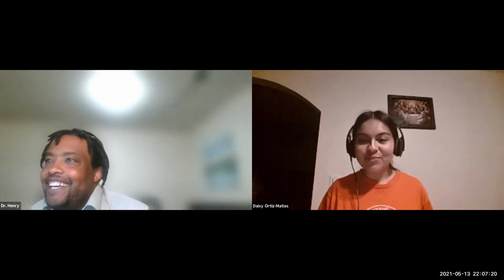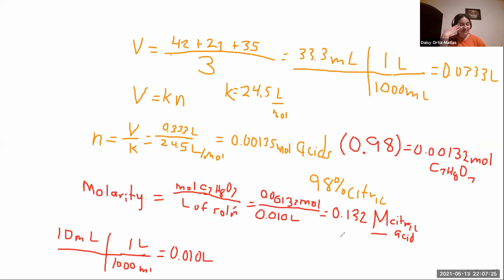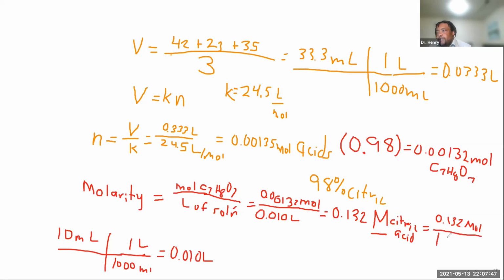Okay, so let's see. Yeah. Okay, so this is where we left off, right? Okay, glad it's still here. So we have the molarity, and we know the definition of it is 0.132 moles per 1 liter of solution. Yes. Okay, so we know that's the definition.